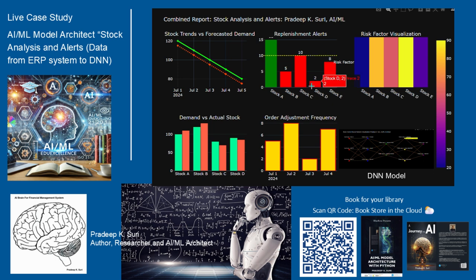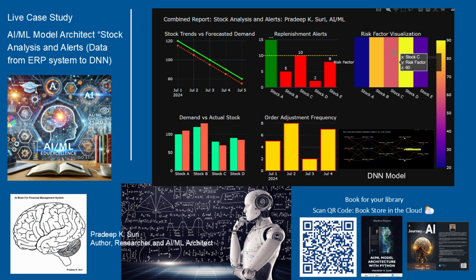Section 2, Replenishment Alerts. Bar chart: this chart highlights the number of replenishment alerts generated for different stocks, A to E. Observations: stock A has the highest number of alerts, indicating a critical need for replenishment. Stock C and D have the lowest number of alerts, suggesting their stock levels are relatively stable.